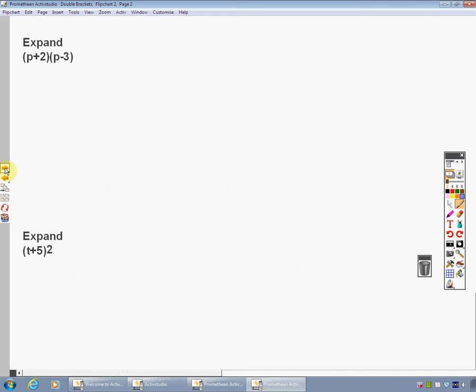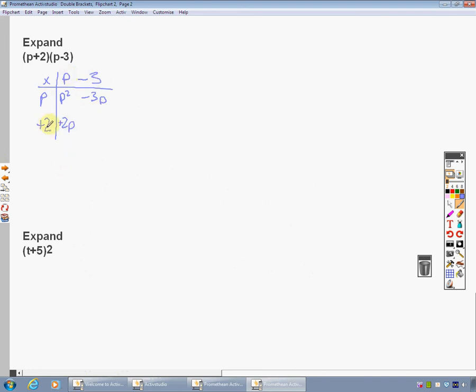Okay, welcome back. Here we've got expand p plus 2, p minus 3. So straight away the brackets are kissing each other there, so I know it's my grid idea. P, I'm going to put minus 3 there, and p plus 2. You may have done p plus 2, p minus 3. Doesn't matter. Just going to put the times sign in, fill in the grid. 3 times p is 3p, so it's a minus. P times 2 is 2p, and it's a plus, so it's a plus 2p. 3 times 2 is 6.